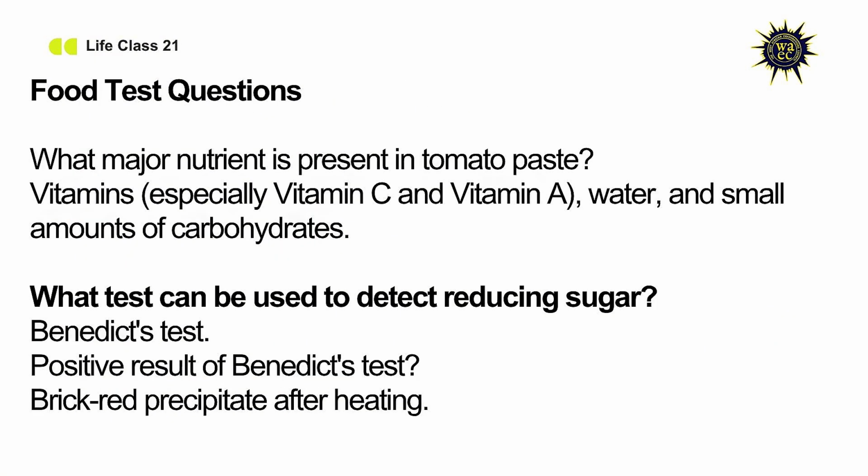So for the food test that may be associated with this particular specimen, you may be asked to carry out a reducing sugar test with the Benedict solution, and the positive result of the Benedict solution test will give you a brick red precipitate after heating. But we were not asked to provide a Bunsen burner and the rest, so I don't think there will be heating. Also, you need to know that in this particular specimen, we have different kinds of vitamins. We have vitamin C, we have vitamin A. We also have other products like water and a small amount of carbs.